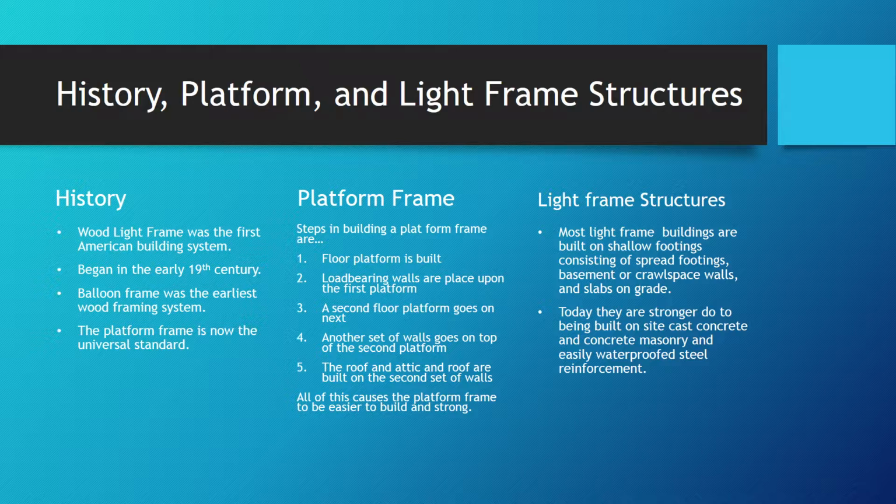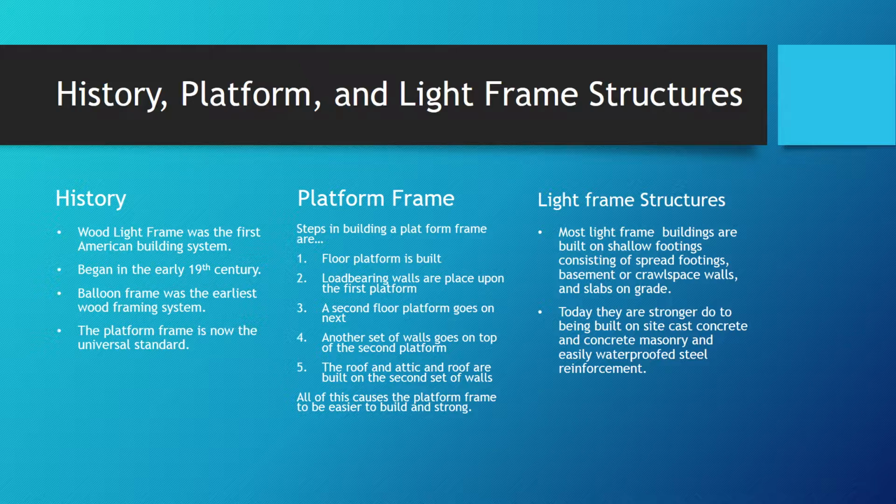Platform frame. The steps in building a platform frame are: first, the floor platform is built. Load-bearing walls are placed upon the first platform. The second floor platform goes on next. Another set of walls goes on top of the second platform. And the attic and roof are built on the second set of walls. All of this causes the platform frame to be easier to build and stronger.